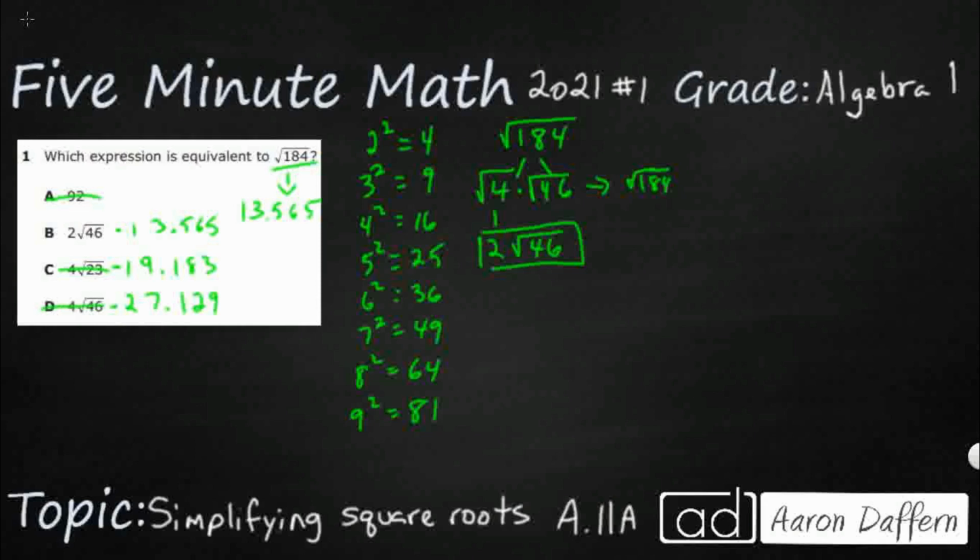But if you want to be able to simplify it without necessarily just doing a plug and play, list out all of our perfect squares. We start dividing them into that, and we just find which one fits. And then you simplify it just like you would any other number with prime factorization. Our answer is B.